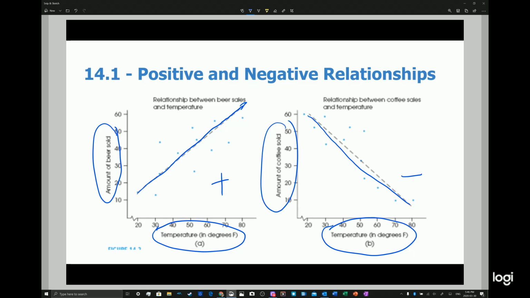Think uphill for positive, downhill for negative. If you've already taken Math 11 or you know slopes and how to calculate them, this should sound very basic, which it should, and that's great. If not, think uphill for positive, downhill for negative, going from left to right, bottom to top. Okay.